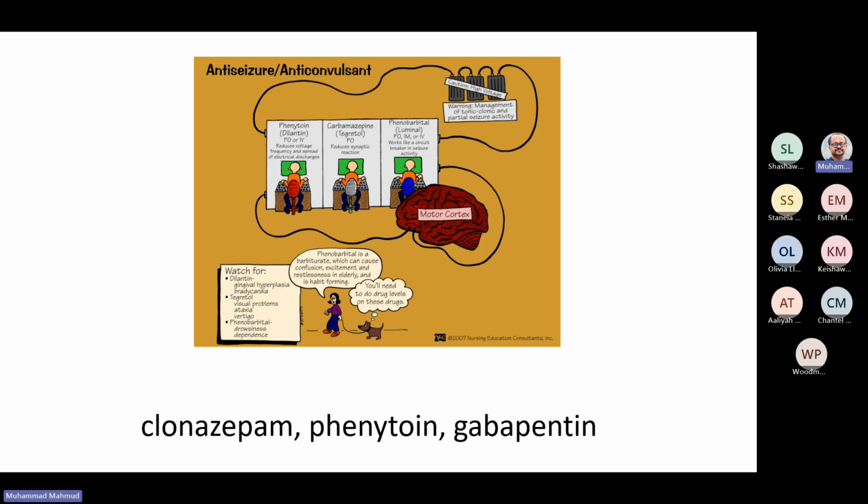Next group is anticonvulsant or anti-seizure. Whenever we have some unusual activity or multiple focal points in our brain, we know that brain controls muscles. And if it is not normal, that can create convulsion, uncontrolled, unwanted muscle contraction. We have to stop that with anticonvulsants like clonazepam, phenytoin, gabapentin.